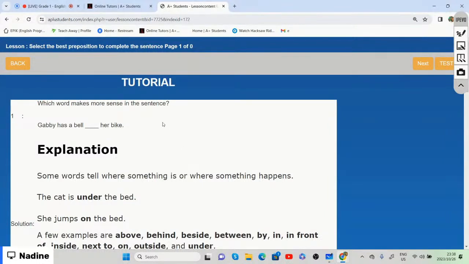So now let's look at the sentence right at the top. Which word, sorry, makes more sense in the sentence?